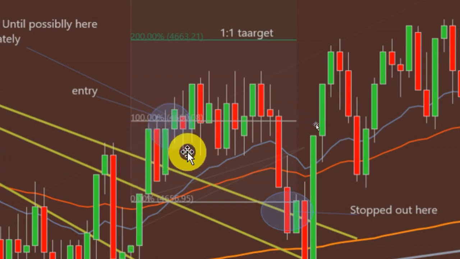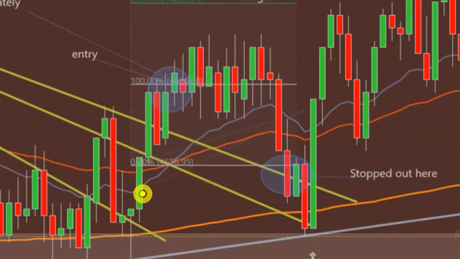Now we've got a breakout right here where we're looking for a trade. Let's see what happens here. This is the third attempt from this strategy that we have. Price breaks out, starts to consolidate, pushes up.